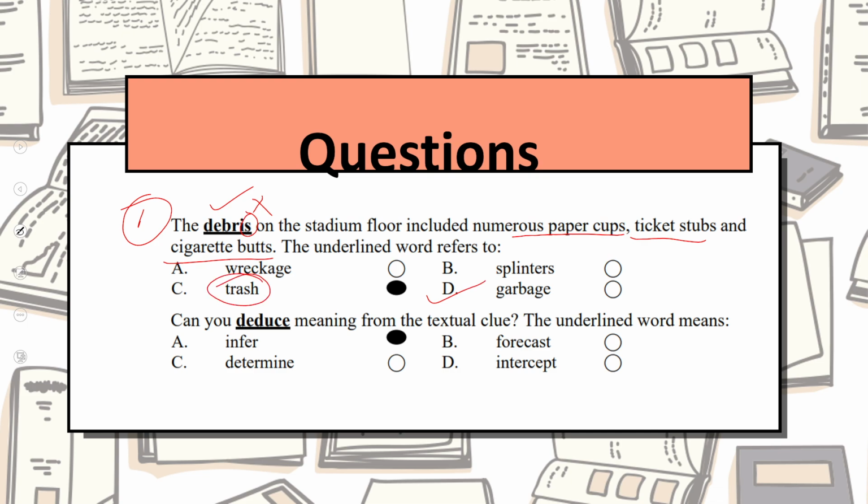Now, can you deduce meaning from the textual clues? The underlined word means. Now, what do you mean by the word deduce? Yes, the word deduce means infer. How do you find the context clue over here? Can you deduce meaning from the textual clue? It means that you do not know the meaning. You have to look for the contextual clue, and this will lead to the meaning. So deduce means to infer.